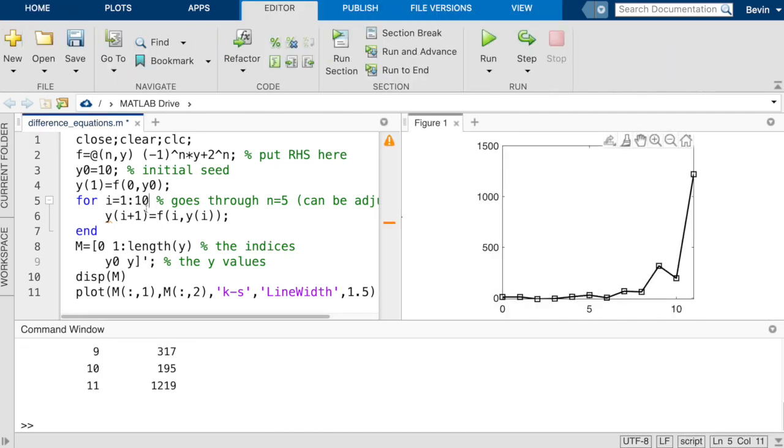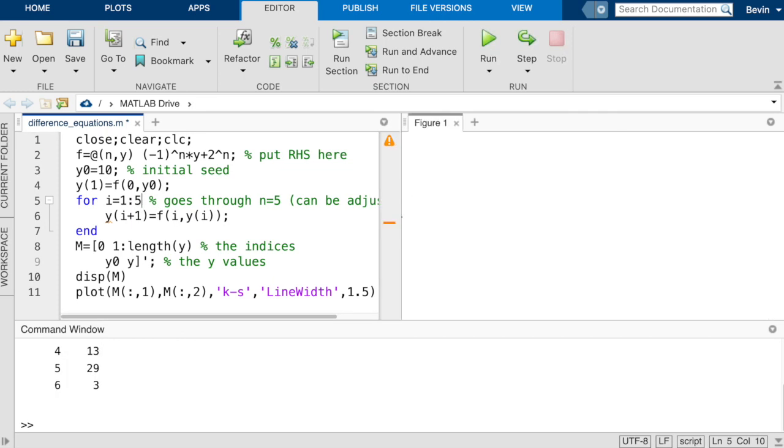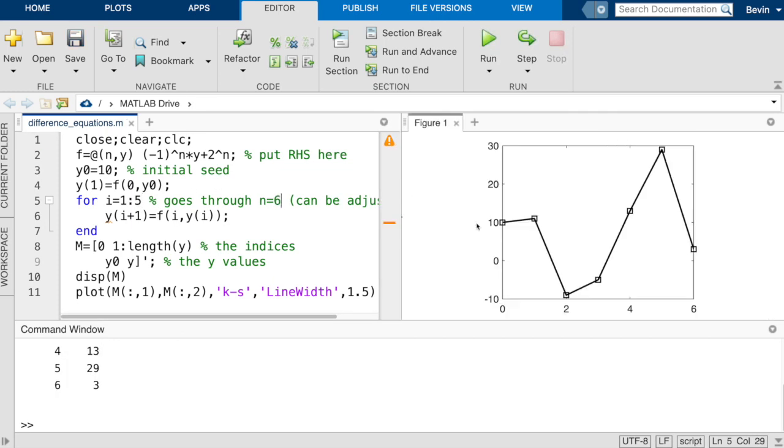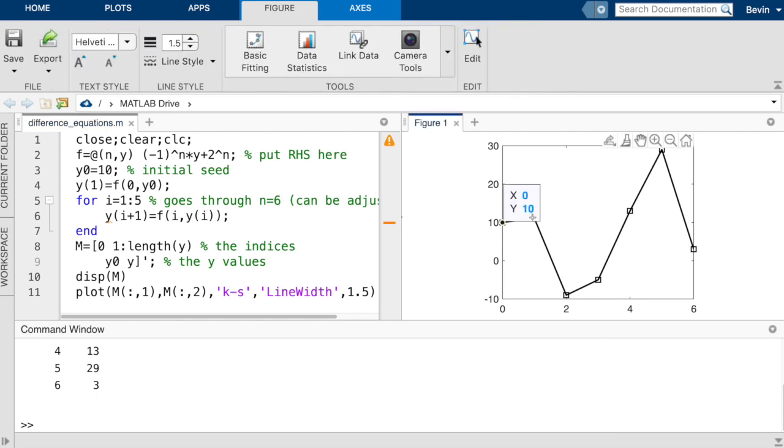So let me just go through, say, the first 10 terms. I just made this function up, so I'm not trying to hone in on any interesting behavior. Okay, so it looks like that, and then it starts to grow about just the first 5 terms, or really the first 6 terms. Okay, you can see we started with 10, then we went up to 11, then down to -9, etc.